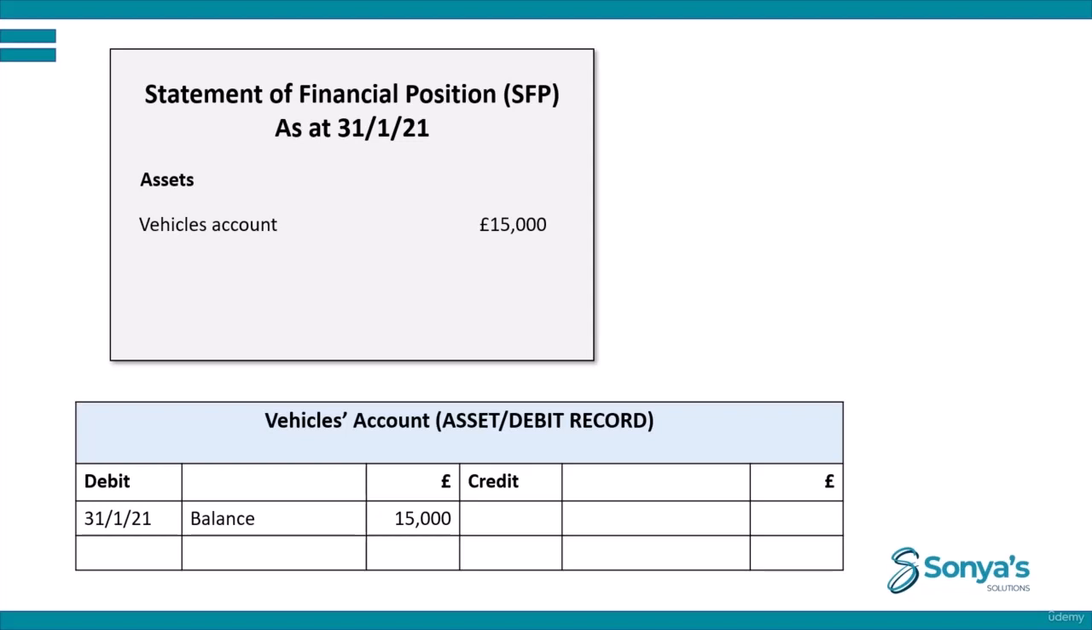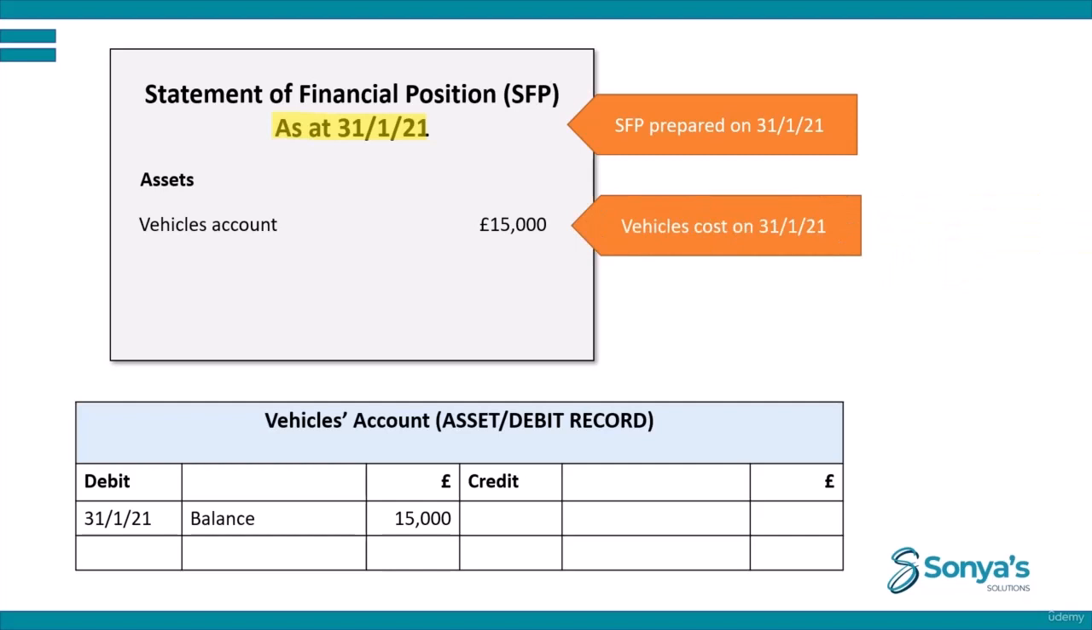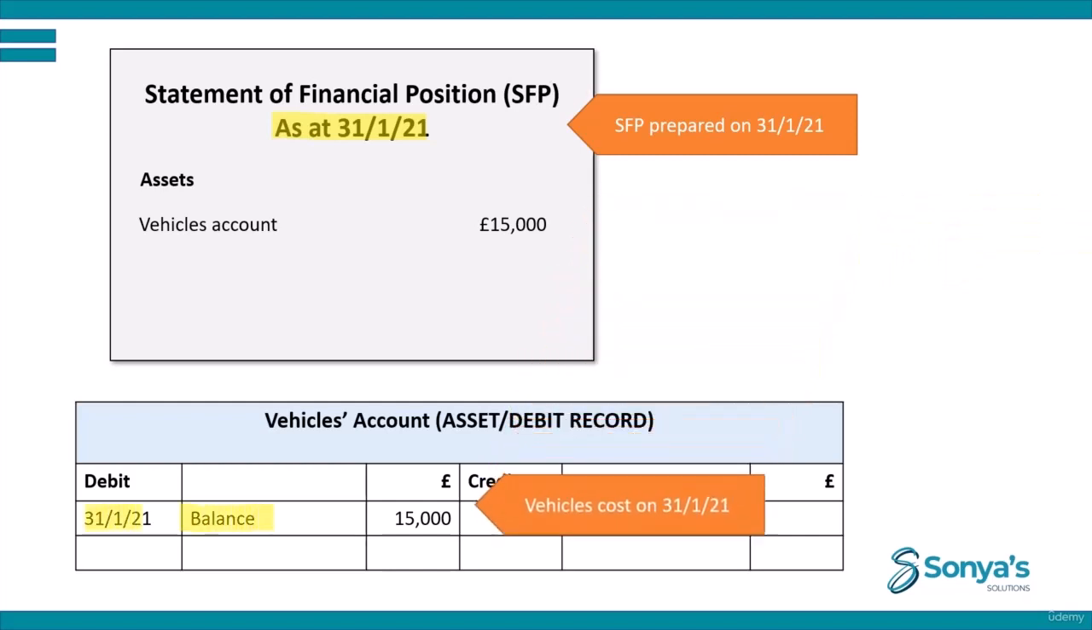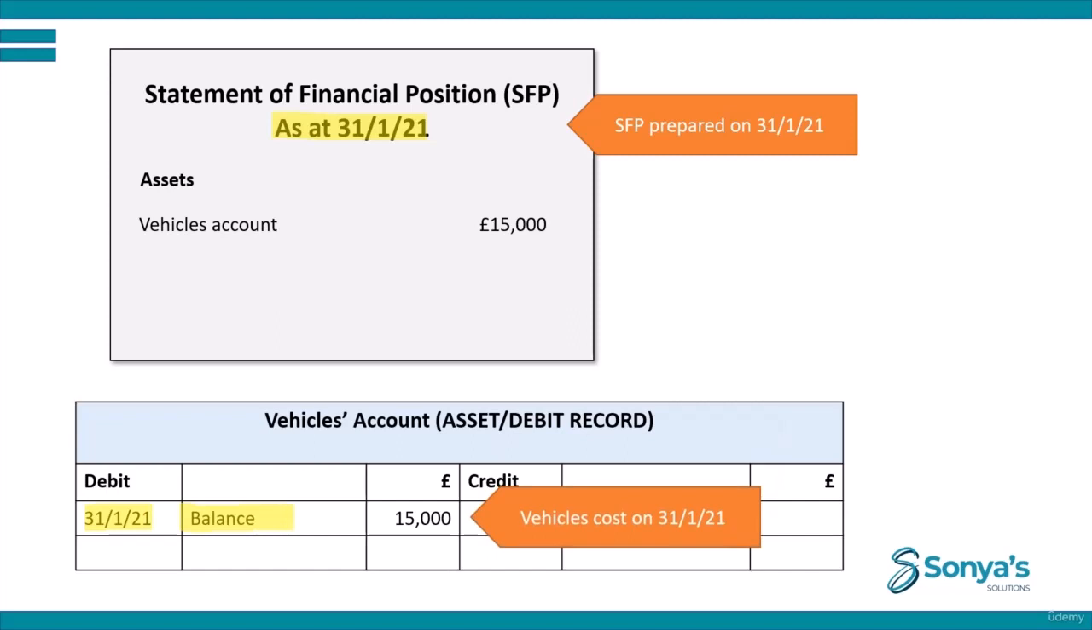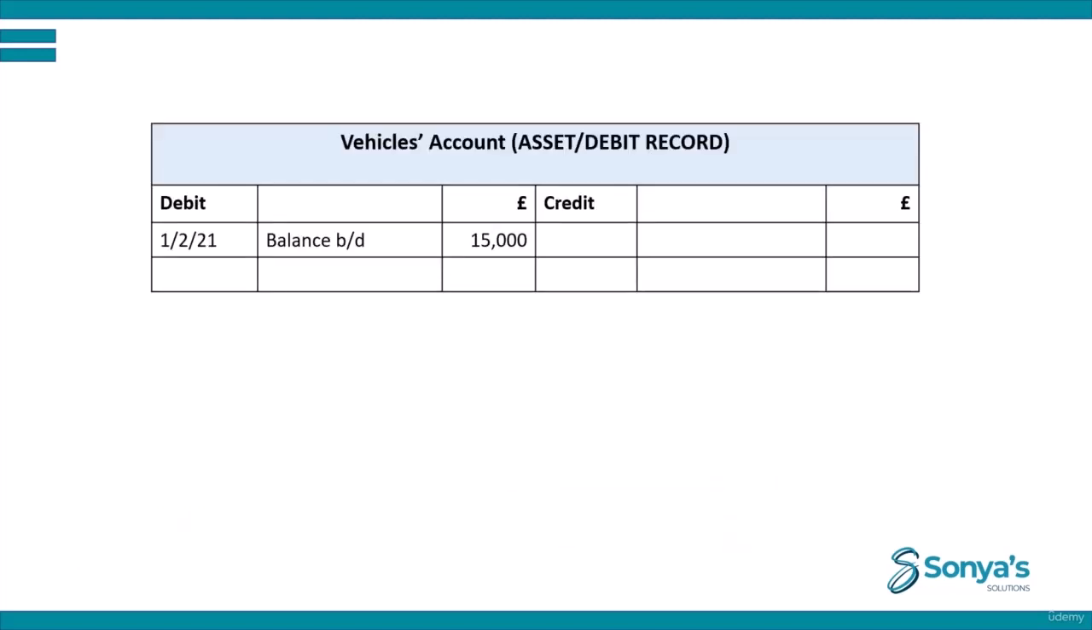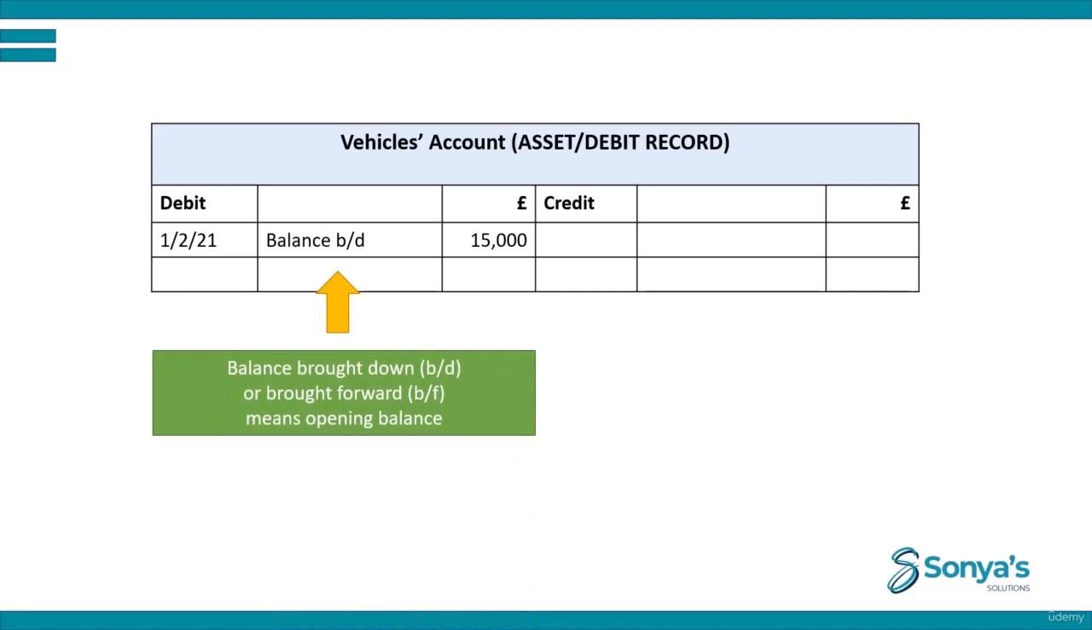The statement of financial position is dated the day it is prepared. This tells a manager that on the 31st of January 21, the business's vehicles cost £15,000. The amount has been taken from the vehicles account. The opening balance on account is dated on the first day of an accounting period. An opening balance is written as balance brought down or balance brought forward, rather than opening balance. We'll see why in a moment.